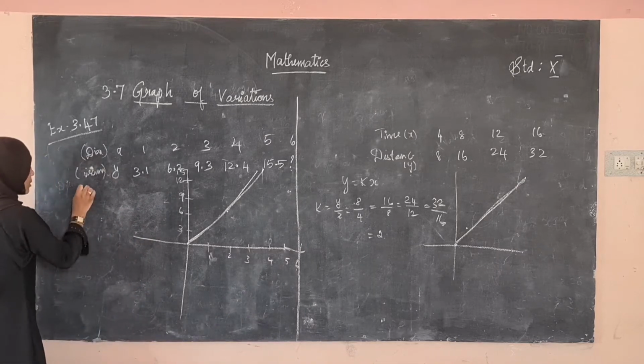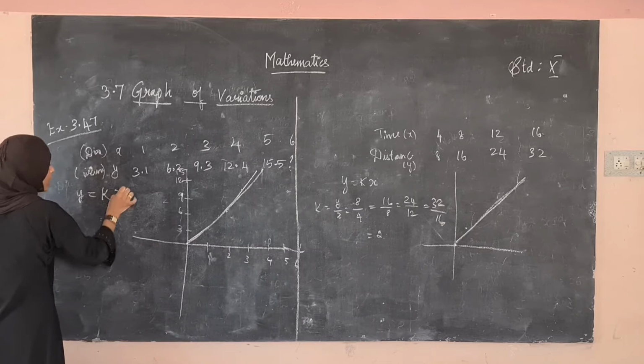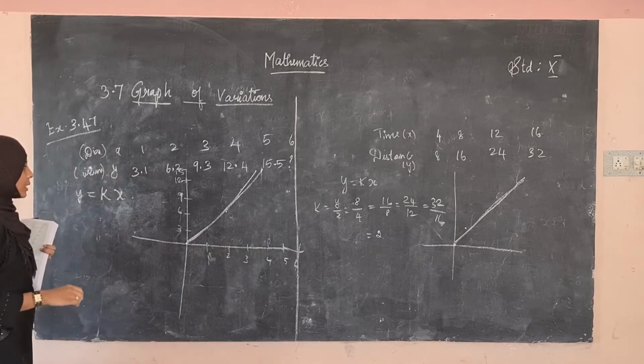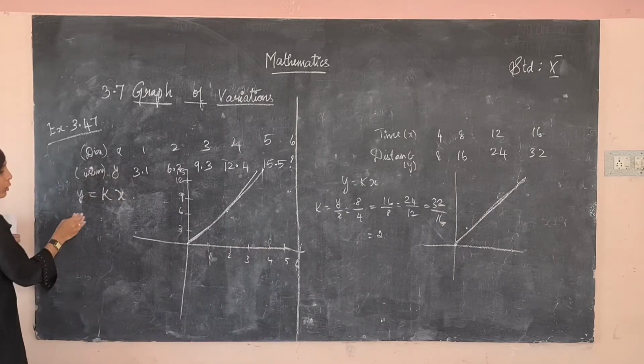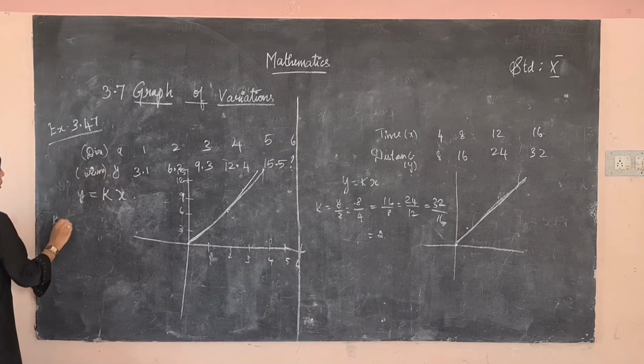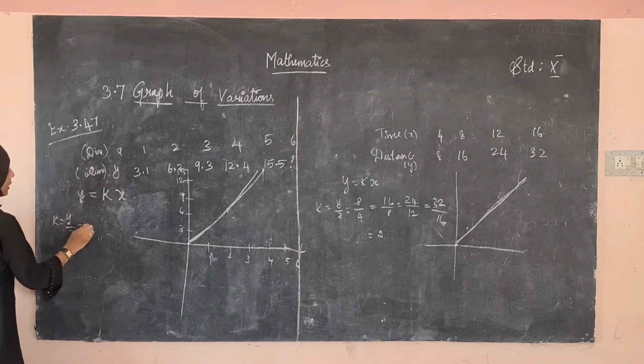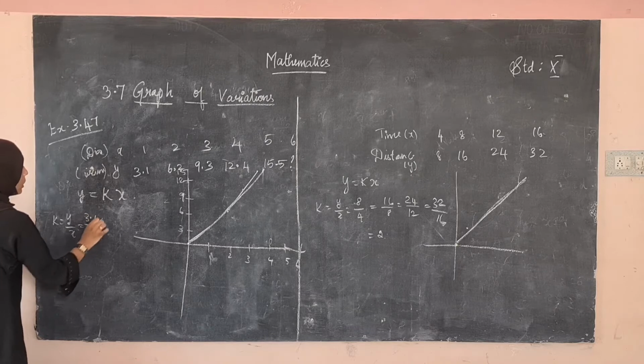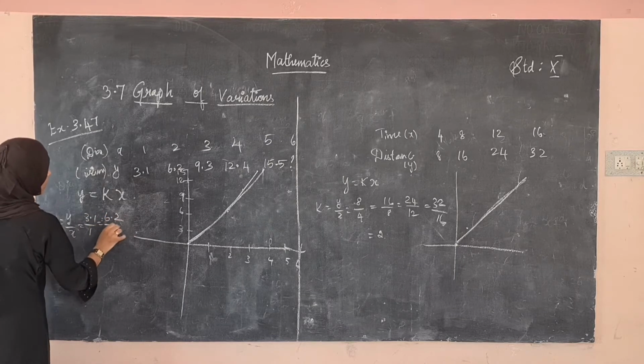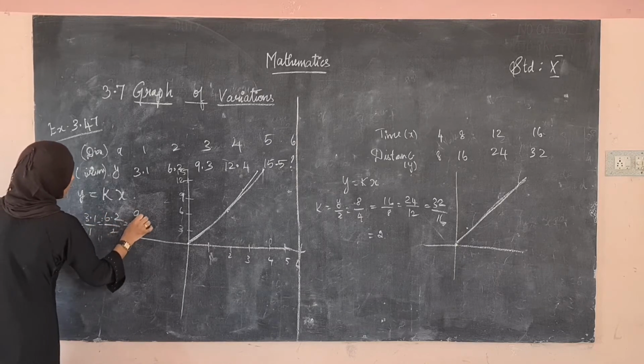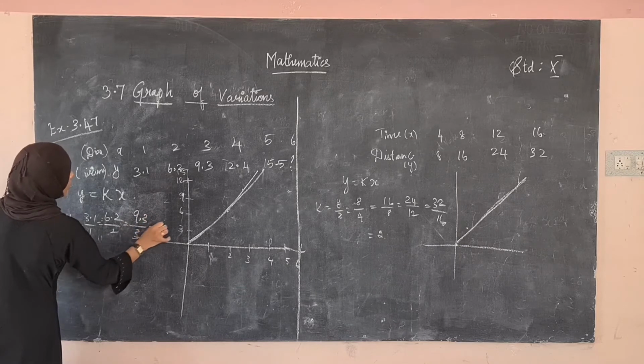What will be the equation for the graph of direct variation? y is equal to kx. Okay, now shall we find the constant of variation? k is equal to y divided by x, that is 3.1 divided by 1 is equal to 6.1 divided by 2 is equal to 9.3 divided by 3, and you have to go on like this.